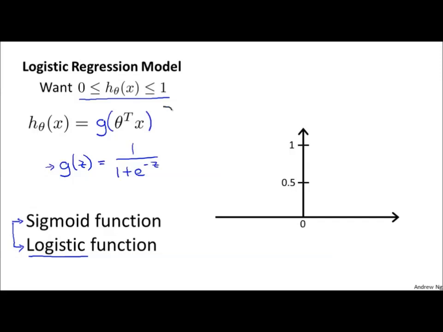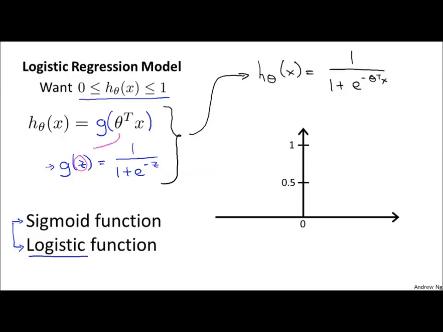And if we take these two equations and put them together, then here's an alternative way of writing out the form of my hypothesis. I'm saying that h of x is 1 over 1 plus e to the negative theta transpose x. And all I've done is take this variable z, a real number, and plug in theta transpose x, so I end up with theta transpose x in place of z there.